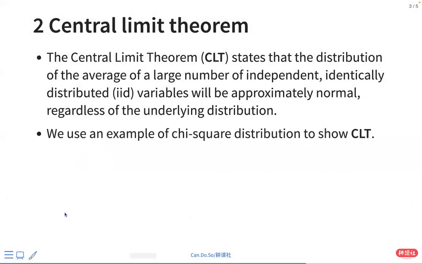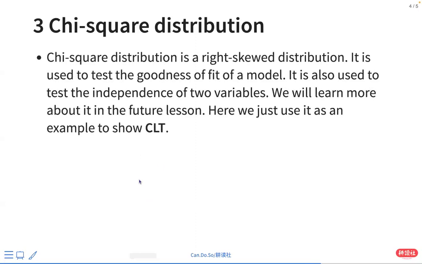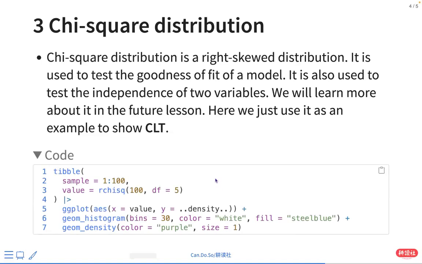So let's use an example of the chi-square distribution to show the central limit theorem. The chi-square distribution is a right-skewed distribution. It is used to test the goodness of fit of a model, or to test the independence of two variables. We will learn more about it in a future lesson, but here we just use it as an example to show the central limit theorem.